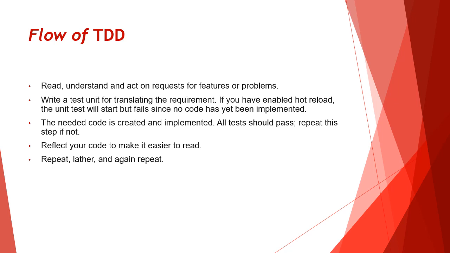Flow of TDD. Read, understand, and act on the request for features or problems. Write a unit test translating the requirement. If you have enabled hot reload, the unit test will start but fail since no code has yet been implemented. The needed code is created and implemented. All tests should pass. Repeat this step if not. Refactor your code to make it easier to read. Repeat again and again.